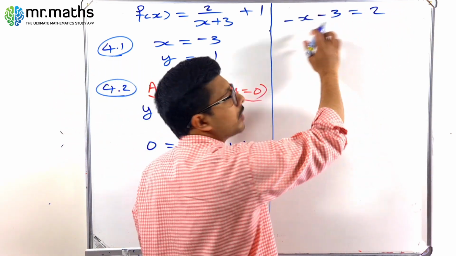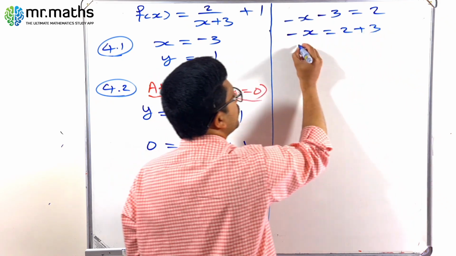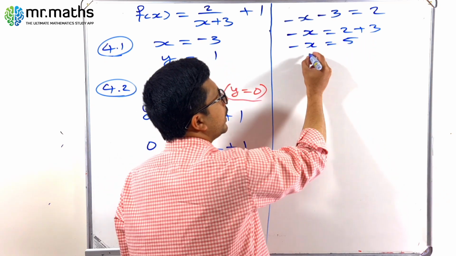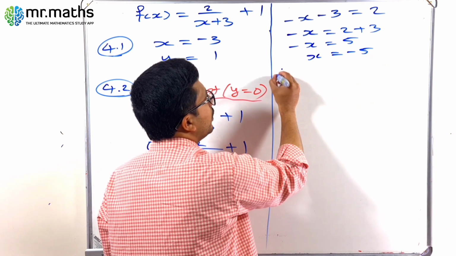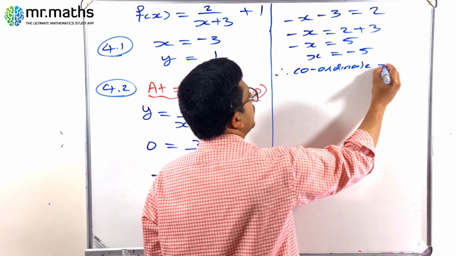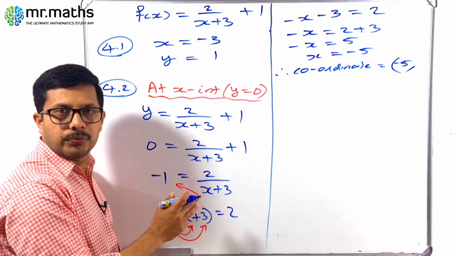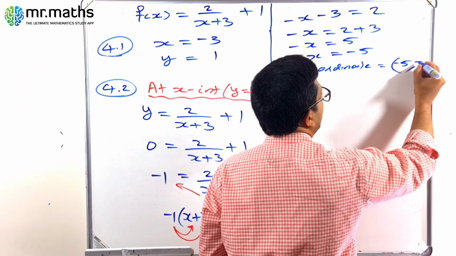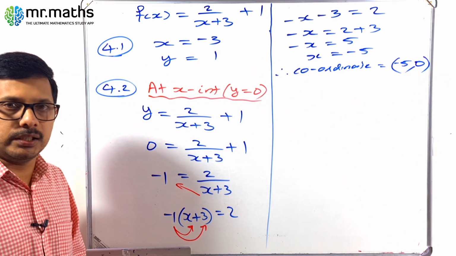Now take this minus 3 to the other side. So minus x is equal to 2 plus 3, so minus x is equal to 5. So what is x? X is equal to minus 5. Therefore the coordinate: the x value is minus 5, and always you have to write the x value first. What is the y value? The y value is 0. So that is the x intercept.